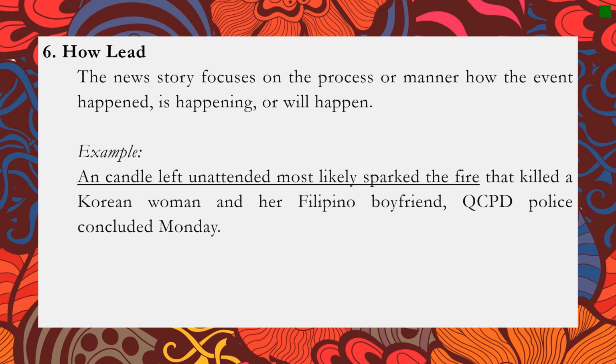And the last type of summary lead is the how lead, wherein the news story focuses on the process or manner how the event happened, is happening, or will happen. For example, a candle, that should be a, not an. A candle left unattended most likely sparked the fire that killed a Korean woman and her Filipino boyfriend, QCPD police concluded Monday. So how did the fire start? It's a candle left unattended. So these are the different types of a summary lead.